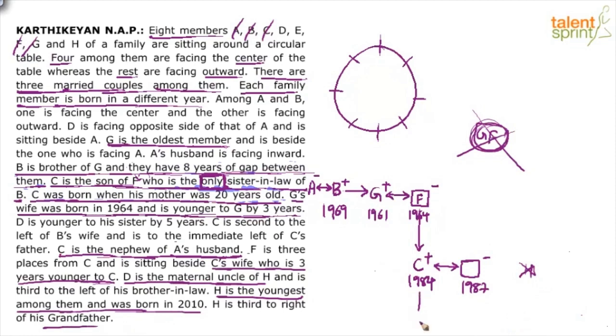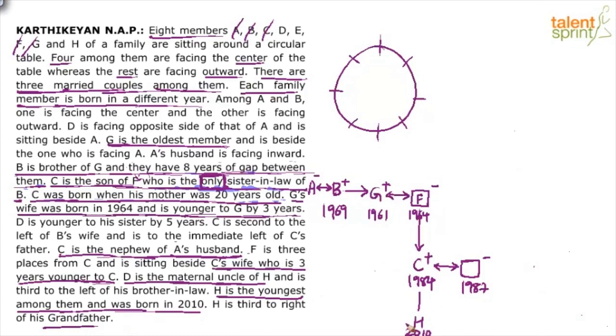So for the sake of argument, let's say H is the son of C. And H was born in which year? 2010. The data says that H was born in 2010. You're able to follow? We have ruled out the possibility of H being in the generation above. H has to be in the new generation here. And let's assume H is the son of C. H is the youngest among them and was born in 2010. So that has been done.